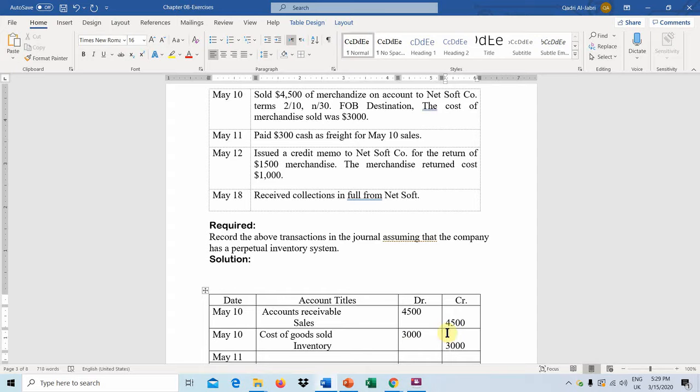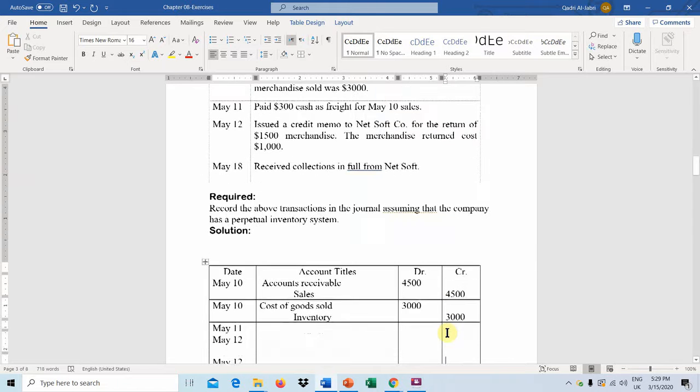So for a sale transaction in a merchandising company, you need 2 journal entries and you need 2 figures. You want to know how much is the cost of this inventory that we sold, and we want to know what is the selling price, or the revenue generated from this transaction, which is the sales amount. So this is what we should record on May 10.